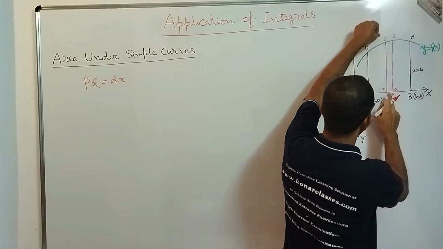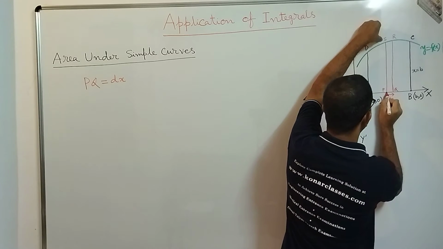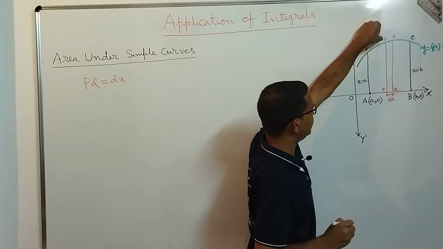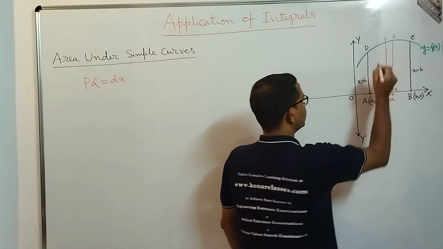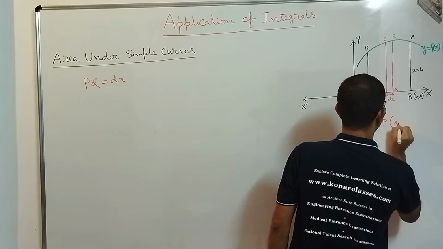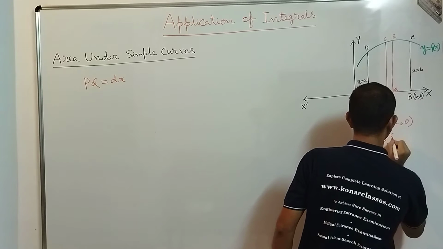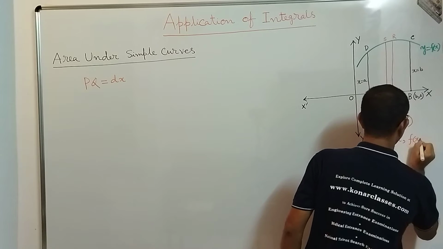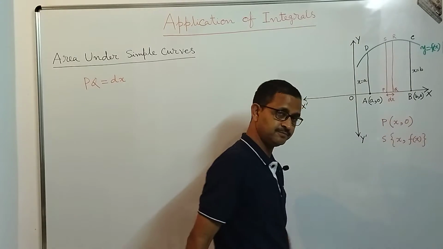Now what is the value of PS? If we consider this point P as (x, 0), then the coordinate of the point S should be what? (x, f(x)), correct? Because if the coordinate of the point P is (x, 0), the coordinate of the point S should have x coordinate x and y coordinate f(x). Why? Because the point S is on the curve y equal to f(x), correct?